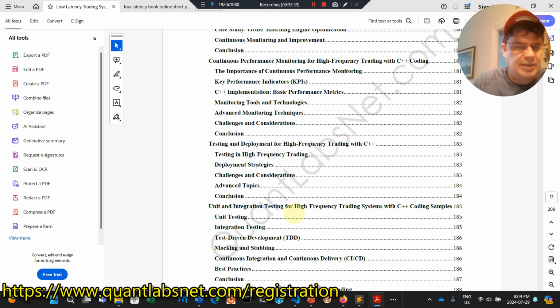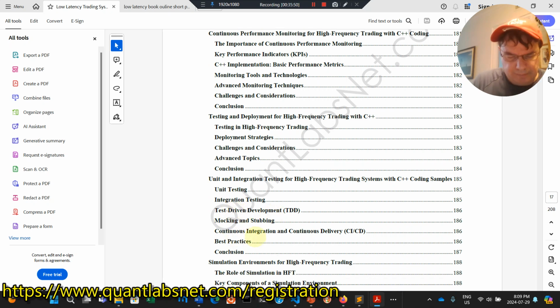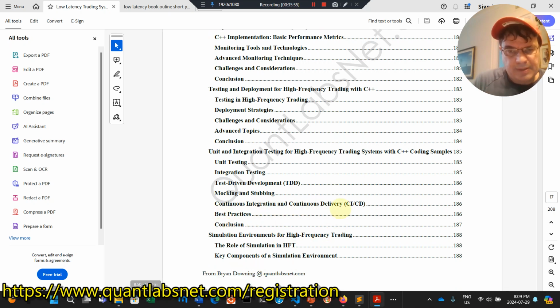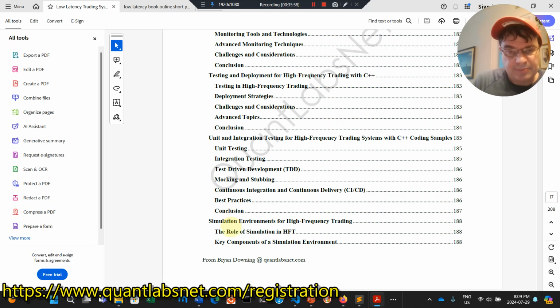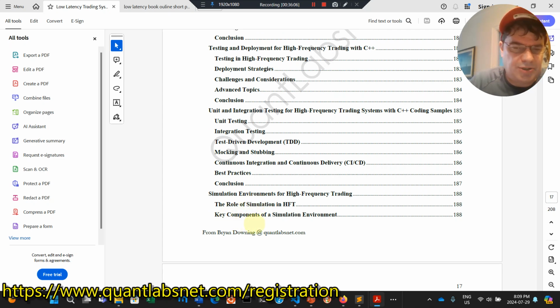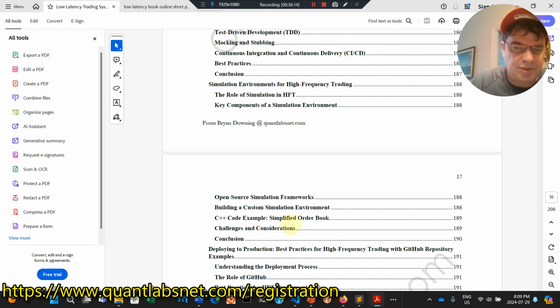Unit and integrated testing. So all the standard methodologies you'd use plus more: unit testing, integration, TDD, mocking and stubbing, continuous integration, continuous delivery, CI/CD, best practices, simulation environment. Okay, so I could go into detail on that. I'm not going to do that here. Role of simulation, key components of simulation, open source simulation frameworks, building a custom simulation environment, again, simplified order book.